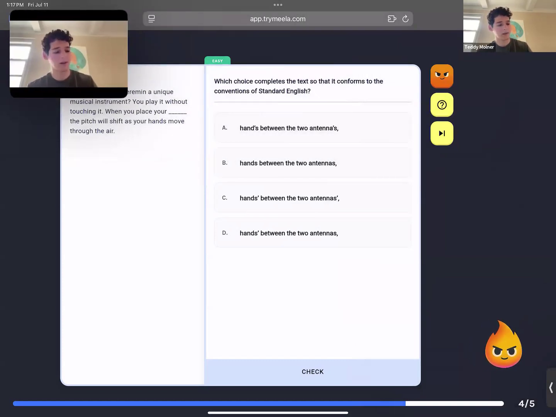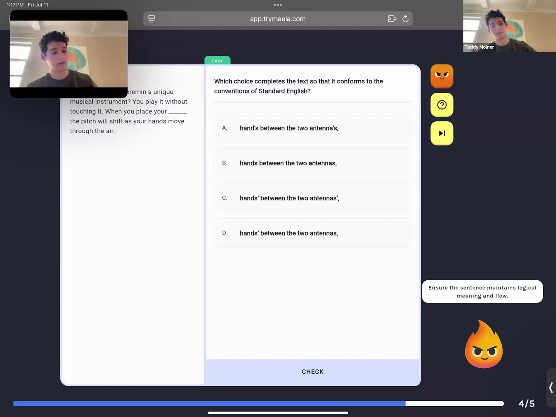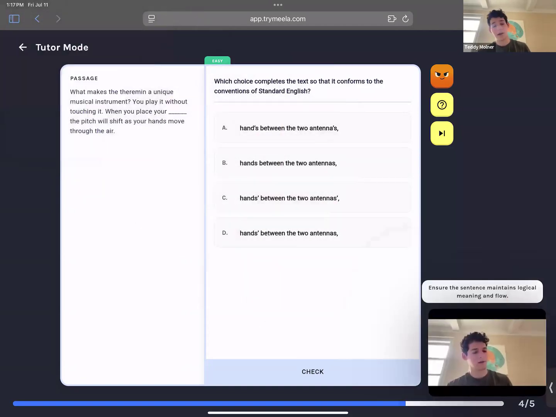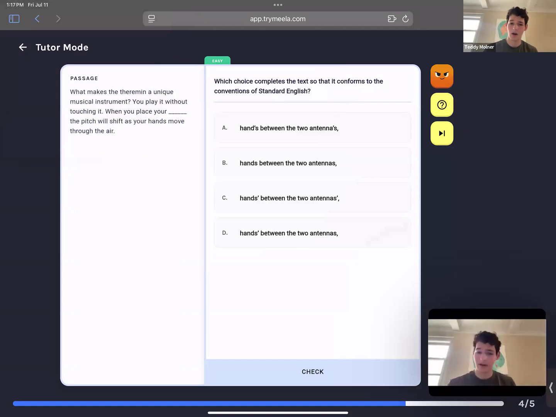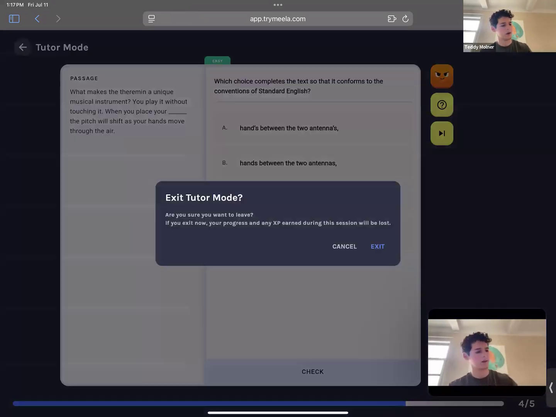And yeah, there isn't much you can do in this question without giving the answer away. But MEELA tells us, ensure the sentence maintains logical meaning and flow. And when you practice the math section with MEELA, the hints are going to be a little bit more concrete. With the reading section, it's hard to give away much without fully giving away the answer. So it's a little bit hard to give away meaning.